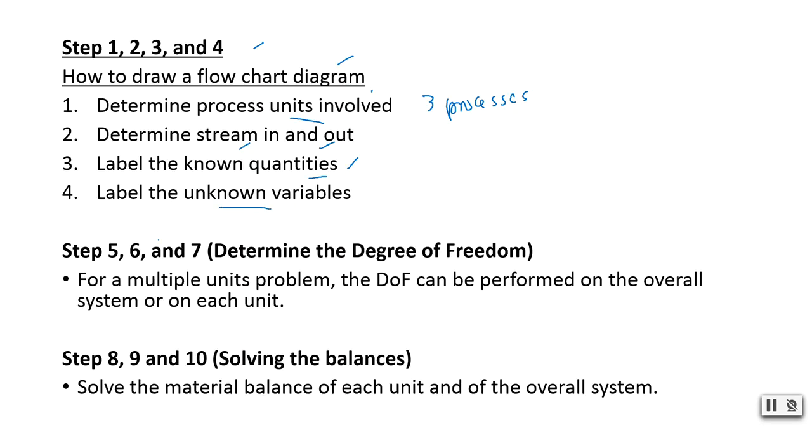Then steps 5, 6 and 7 are to perform the degree of freedom analysis. The degree of freedom analysis is more crucial to perform for multiple processes, because you want to know where we should start from. The degree of freedom analysis can be performed on the overall system and on each process.